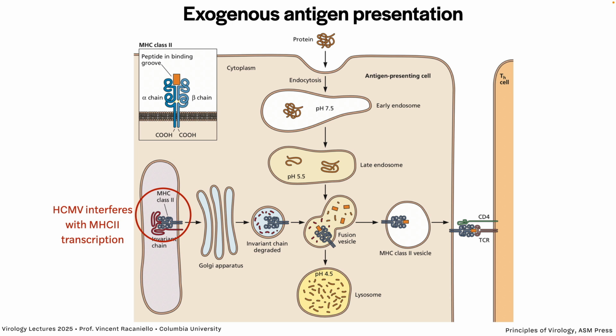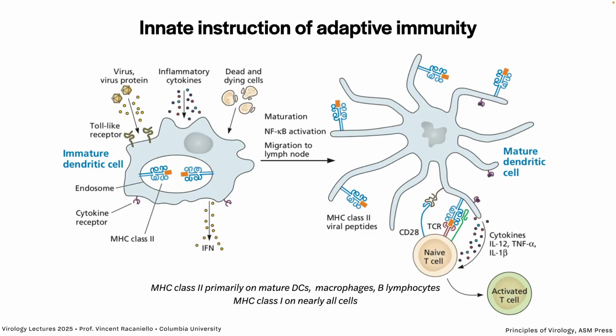Some viruses interfere with this process. Cytomegalovirus interferes with MHC II transcription, so that these antigens are not presented to T cells, and so it's basically an immune evasion mechanism. But that's the pathway by which dendritic cells take up proteins, like those in apoptotic bodies. That's how they get presented on MHC class II.